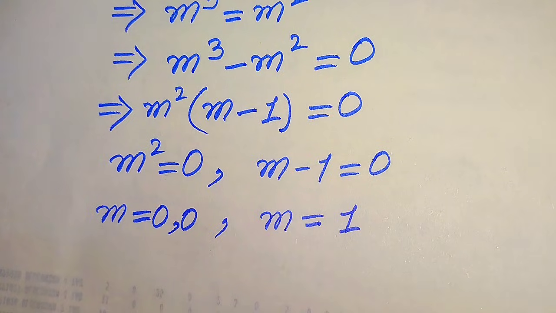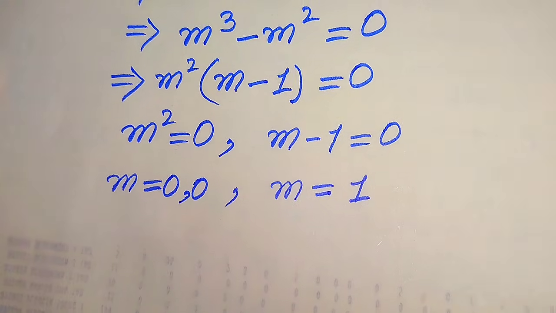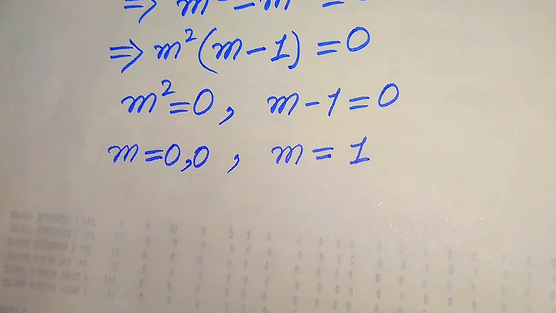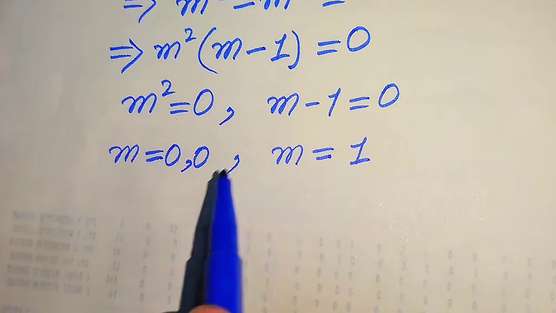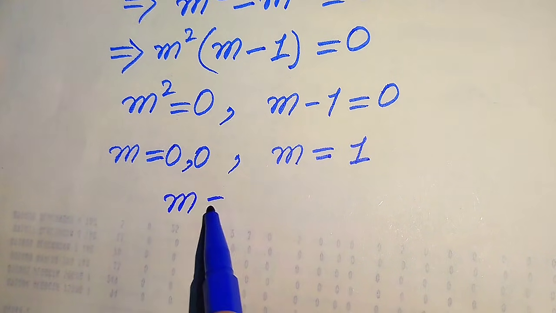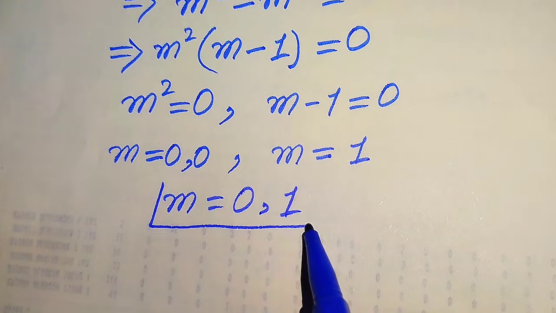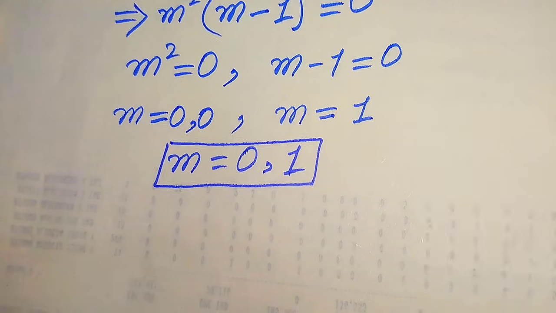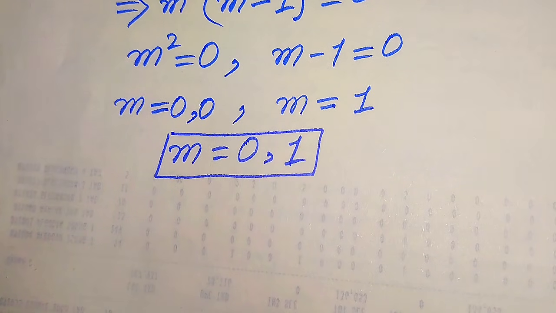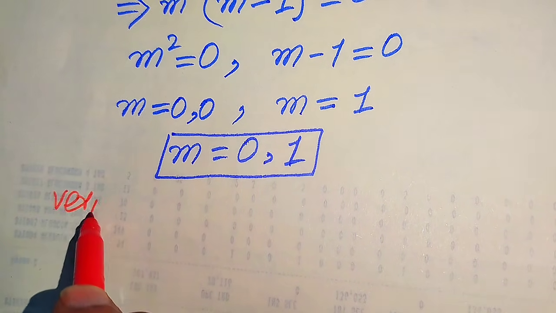So these are the three roots of the given equation, in which two roots are repeated roots and one root is a real root. Finally, there are two distinct roots, and these are 0 and 1. Now in the next step we need to verify which of these roots are solutions and which of these roots are extraneous roots.